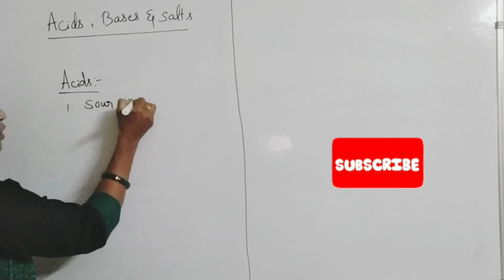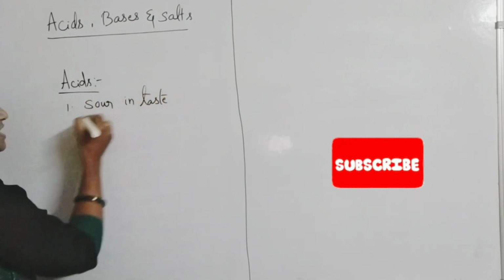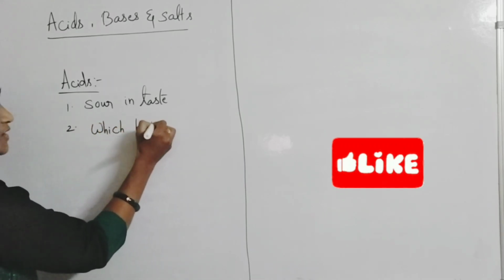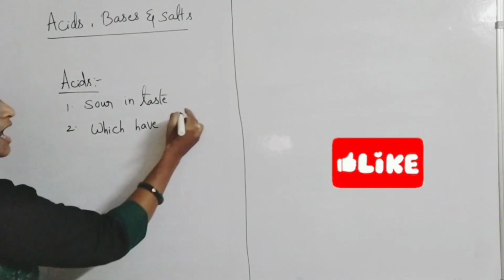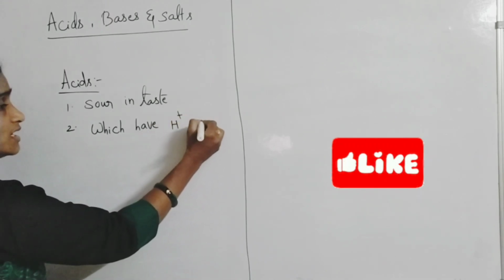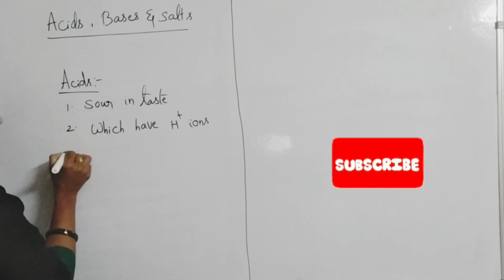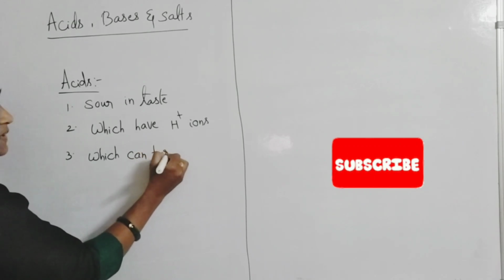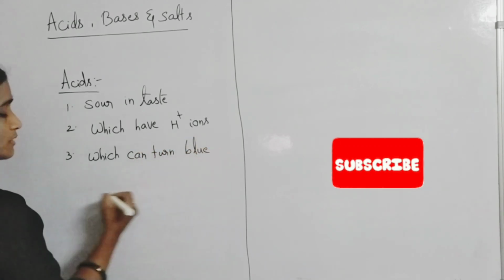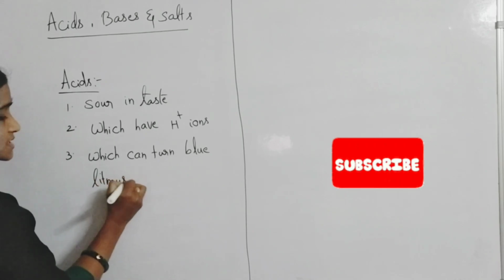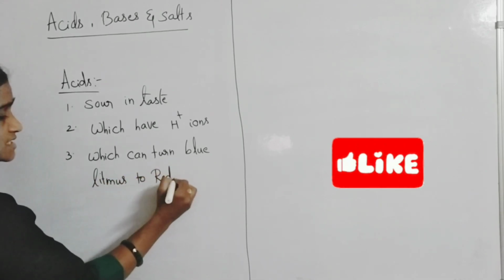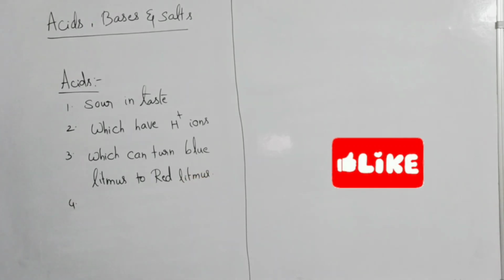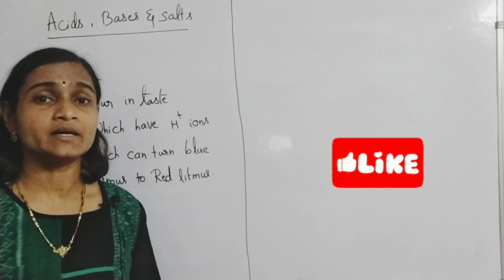So acids are the substances which turn blue litmus paper to red, which are sour in taste, and which have H plus ions. H plus ions means what? Hydrogen ions. And which can turn blue litmus to red litmus. Such kinds of substances are generally termed as what? Acids.